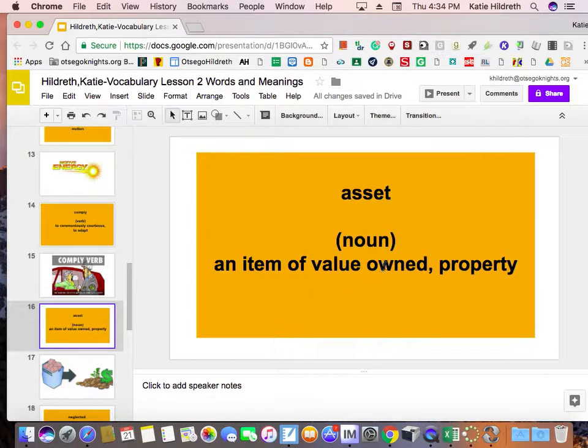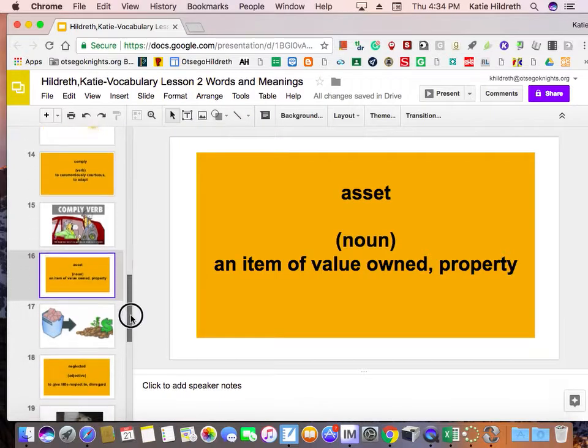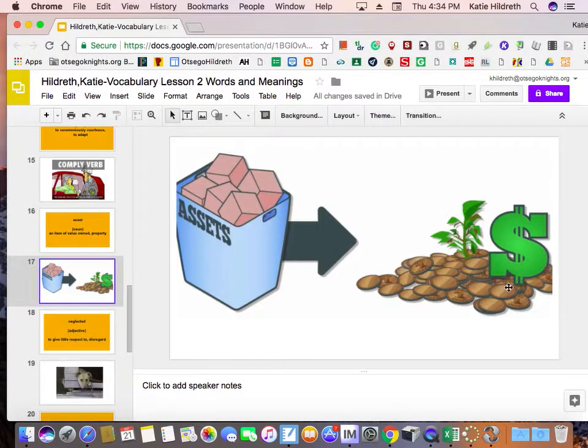Asset is our next word, and that's a noun. It's an item of value, owned property. So if your parents have owned their house, that would be an asset. Your phone may be an asset to you because you own it, okay? And my picture shows money because a lot of times when we think of asset, we think of money.